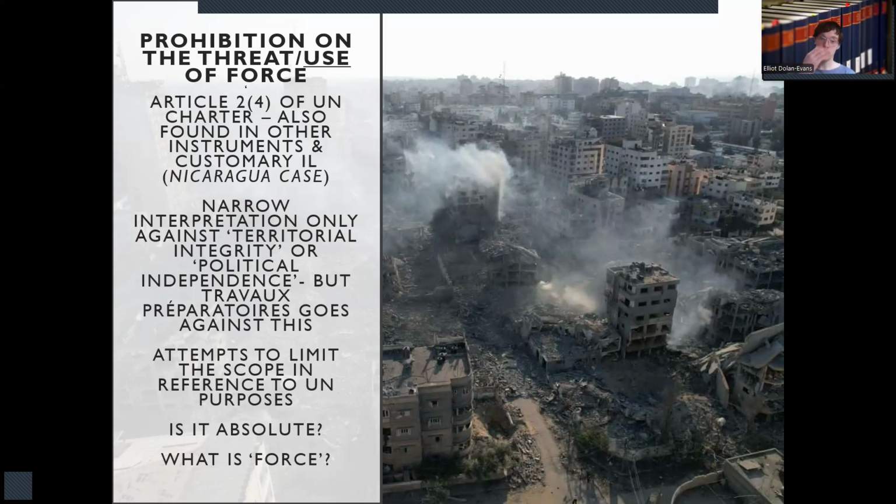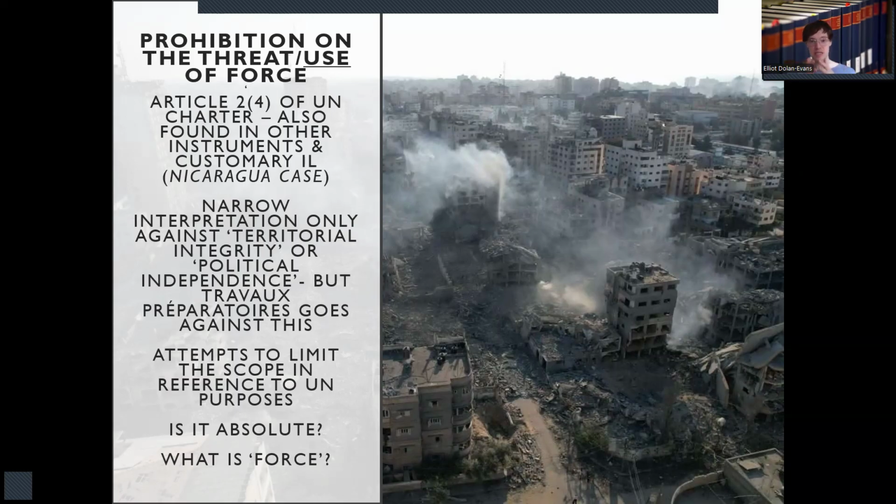And even though force isn't defined in the UN Charter, this concept is not expressly defined, the preamble to the UN Charter clearly states that the overriding purpose of the UN is to save succeeding generations from the scourge of war. Which isn't very surprising given that the Charter was drafted in the wake of 2 world wars and other atrocities such as the Holocaust.